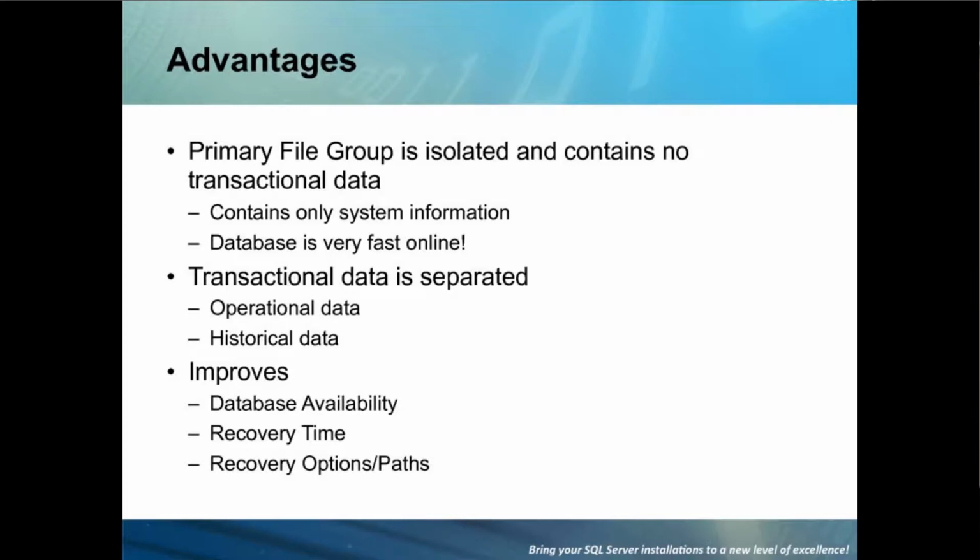Means our database is online very, very fast. Of course, database is online, but we have still no data. But of course, we can restore our operational data and then step by step our older data. Means our data is also separated. We have our operational data for the current year, we have our old historical data. So it improves our database availability.